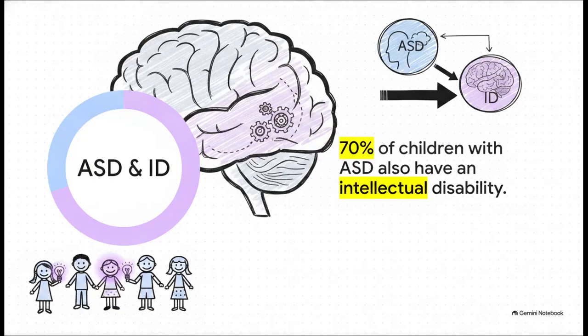Now, here's a reality check that often gets totally glossed over in mainstream conversations. About 70% of children with autism spectrum disorder also have intellectual disabilities. 70%. That is a highly significant statistic. It tells us that, for the vast majority of these individuals, the severe social and communicative hurdles of ASD are compounded by below-average intellectual functioning and deficits in adaptive behavior. Grasping this overlap is absolutely crucial if we want to understand the true scope of the daily challenges they face.